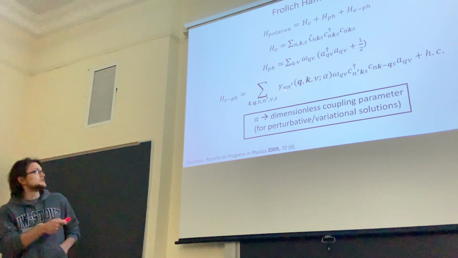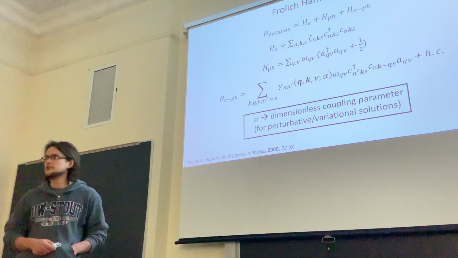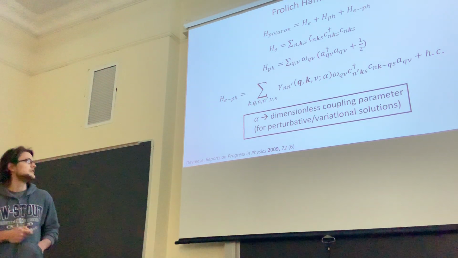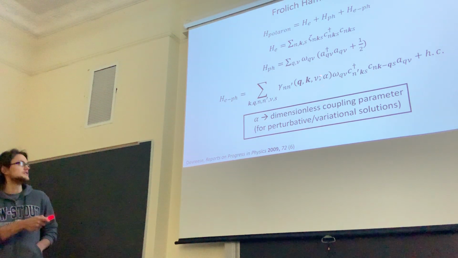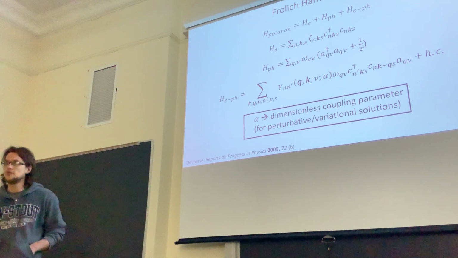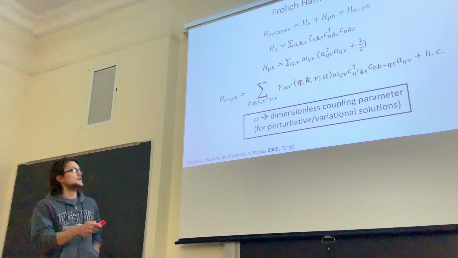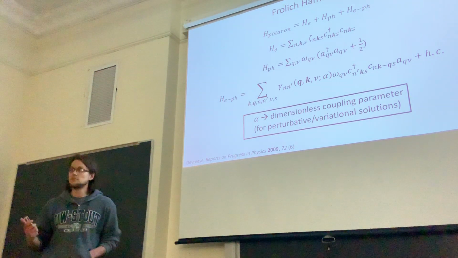And for these solutions, the analytical solutions are very hard to come by. So a lot of solutions, they use perturbative or variational schemes. So it introduces this alpha parameter, which people use to characterize the strength of the electron-phonon coupling in these solutions. And this kind of indirectly determines the size of the polaron.